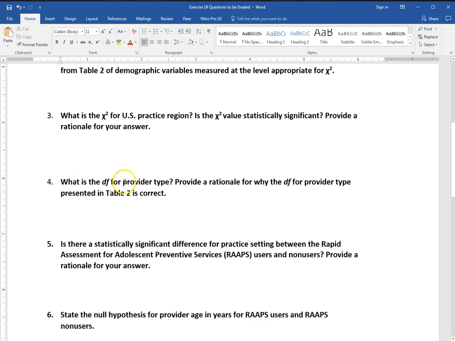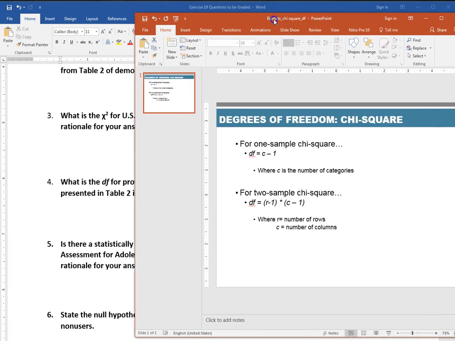Number 4, what is the degrees of freedom for provider type? Provide a rationale for why the degrees of freedom for provider type presented in Table 2 is correct. So they give you a degrees of freedom in Table 2, so you need to go and find what that is. And then this is just wanting you to understand that there's different formulas for degrees of freedom for chi-square.